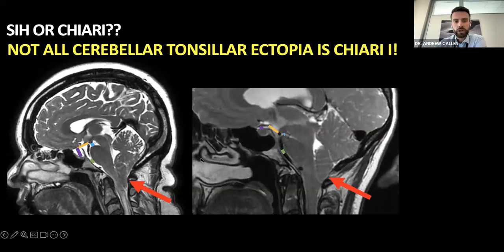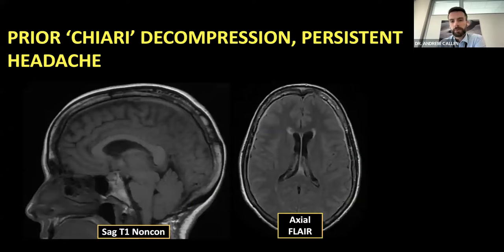A Chiari 1 malformation is one where the bony posterior fossa is too small to accommodate the contents therein, therefore squeezing out the cerebellar tonsils, whereas in SIH, the CSF loss results in sagging of the brain down through the foramen magnum. This is very important because we see too many patients who have been misdiagnosed as having a Chiari malformation and undergo a suboccipital decompression when that is totally unindicated and inappropriate.